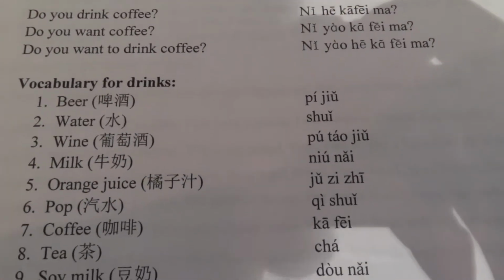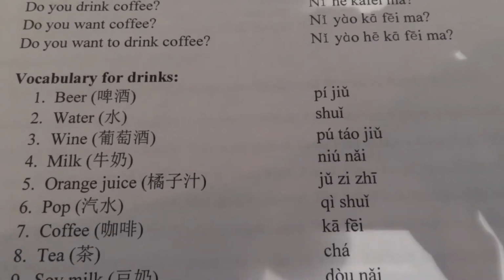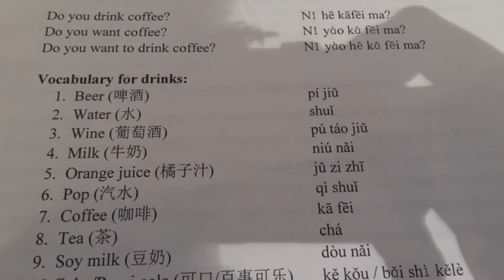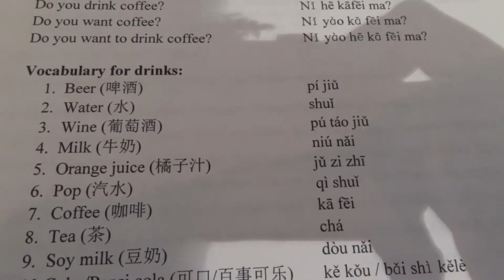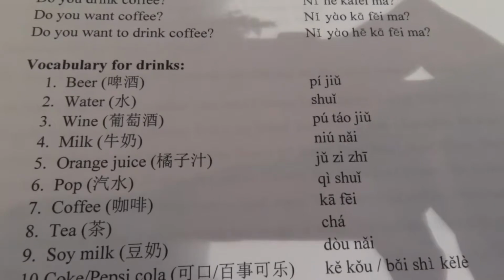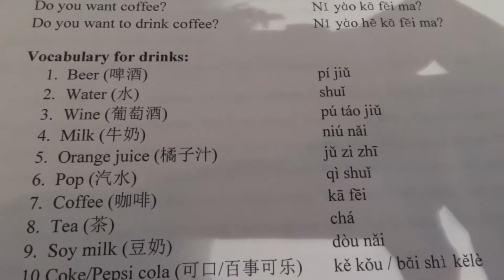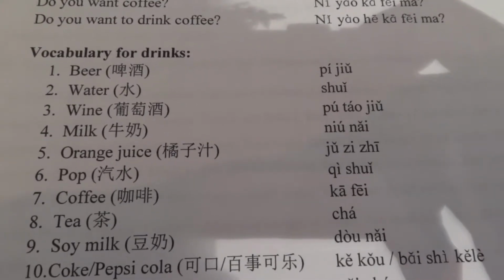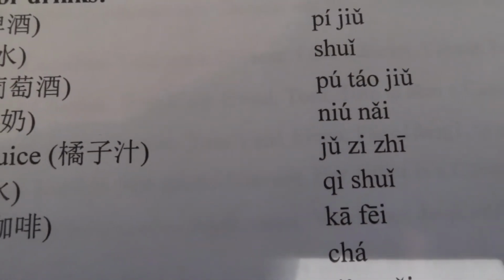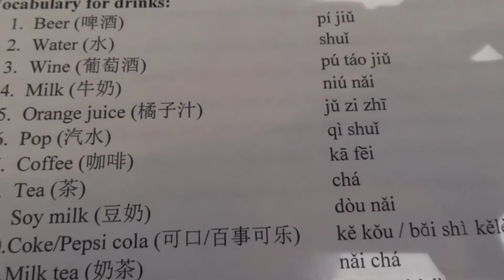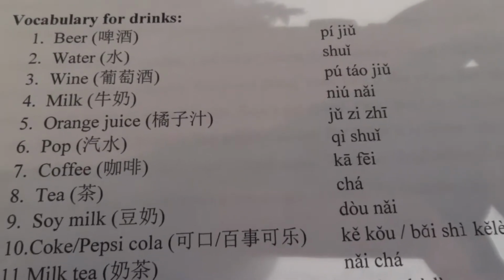Vocabulary for drinks. I need to learn these. Beer is 啤酒. Water is 水. Wine is 葡萄酒. Milk is 牛奶. Orange juice, 橘子汁. I need to learn the orange juice. Orange is probably the most complicated word to pronounce right now for me.